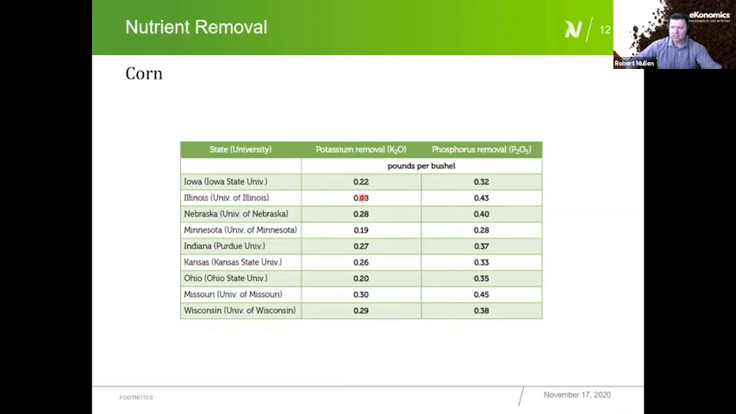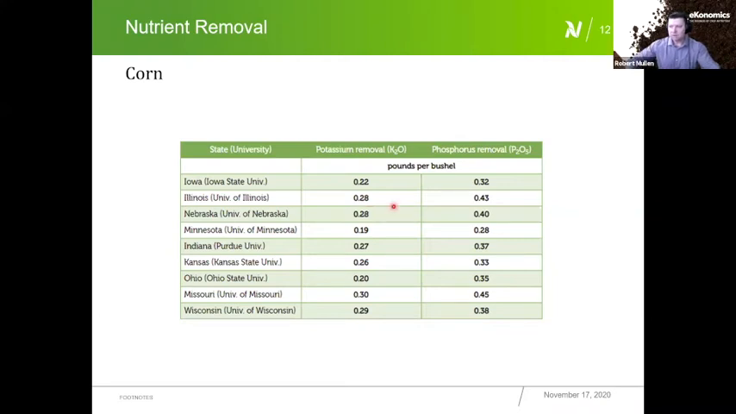I think they were actually starting to report ranges of potassium and phosphorus removal, which again, statistically makes sense. We're just simply representing the average of that population with these values. There's going to be some deviation. Some of it's going to be driven by genetics. Some of it's going to be driven by geographic location. Genetics, we suspect, is the bigger driver.